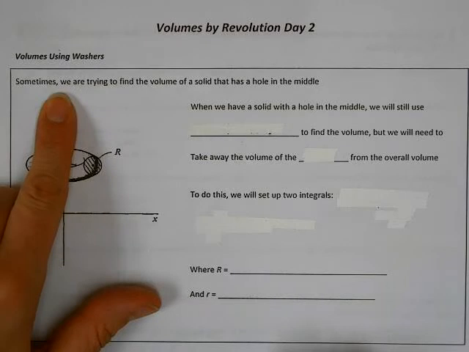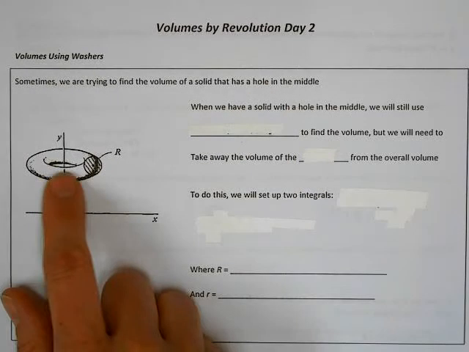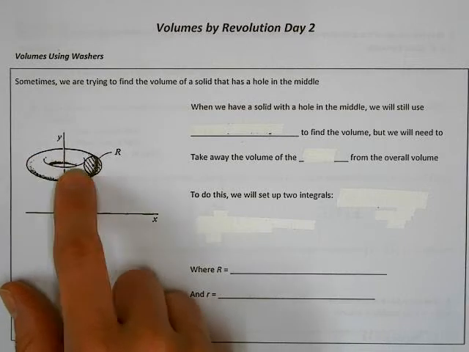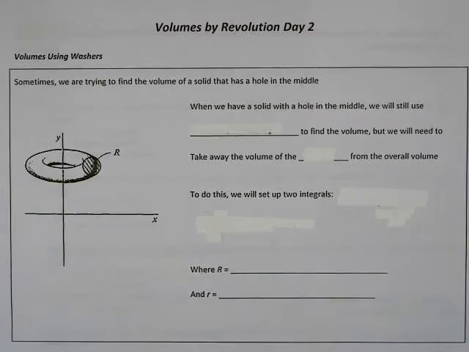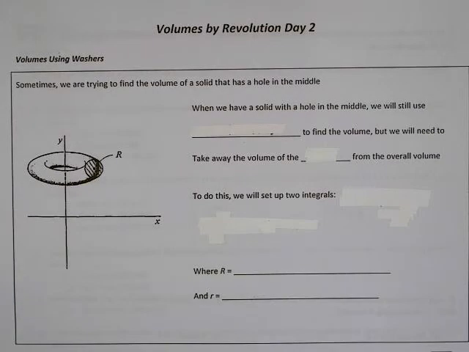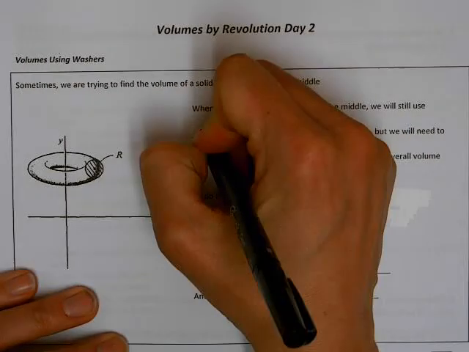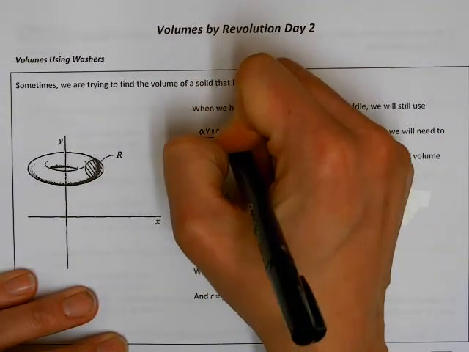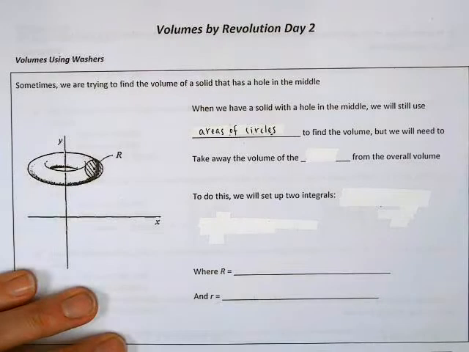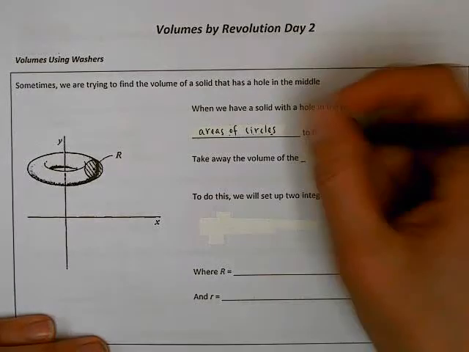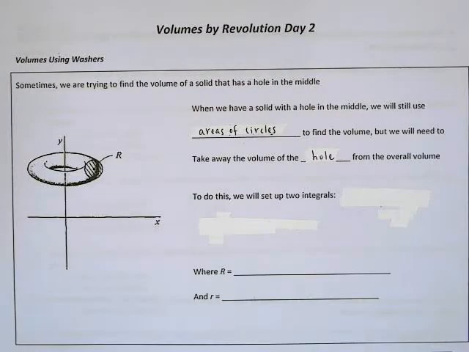Sometimes we're trying to find the volume of a solid that has a hole in the middle. So if you can envision this solid, if we wanted to find this volume, we would need to subtract out the volume of that hole. So when we have a solid with a hole in the middle, we're still going to use areas of circles to find the volume, but we will need to take away the volume of that hole from the overall volume.